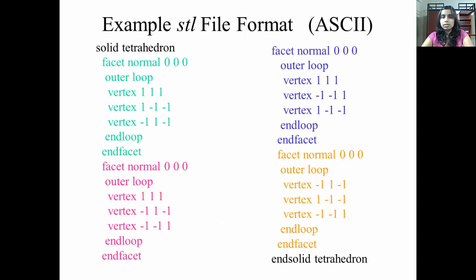These are some examples of the STL file format in ASCII format. So here we only have to change the vertices of the triangles and the facet normal, otherwise the algorithm will be the same for each triangle.